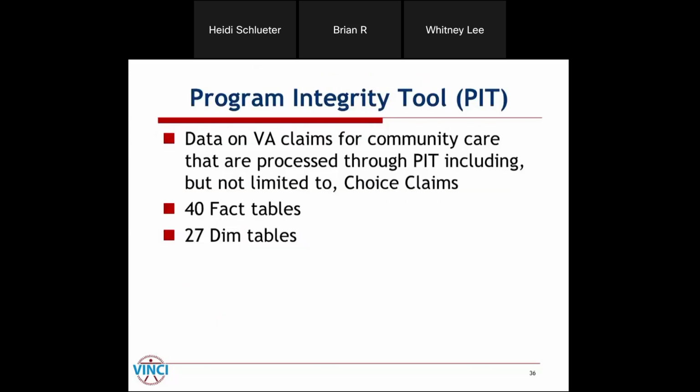We have the Program Integrity Tool, or PIT. So here you'll find data on VA claims for community care that's processed through PIT, including but not limited to choice claims. And there are 40 fact tables and 27 dim tables here.